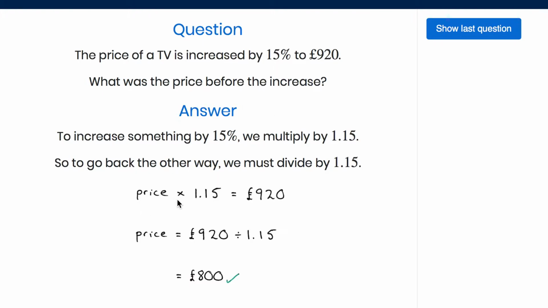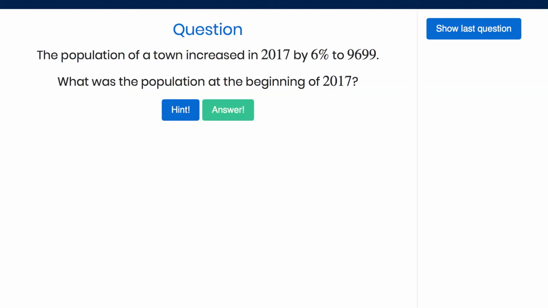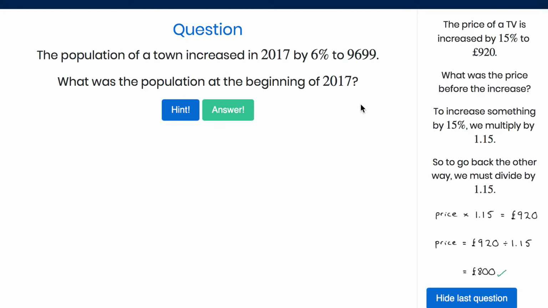So if you have price times 1.15 equals £920, then going backwards, price is equal to 920 divided by 1.15, and that comes to 800 when entered into a calculator. Okay, one last example for you to practice. The population of a town increased in 2017 by 6% to 9,699. What was the population at the beginning of 2017? So follow the method from the last question shown here on the right hand side. Pause the video and have a go.